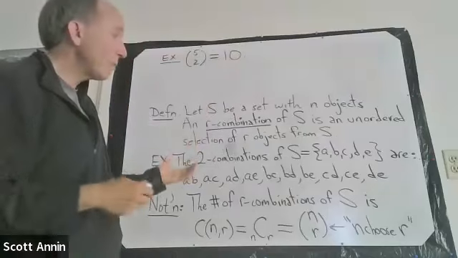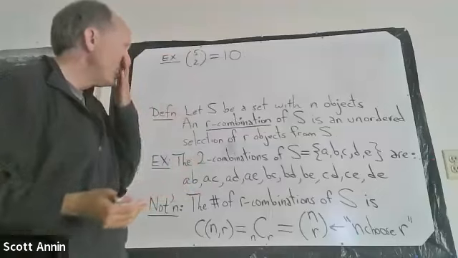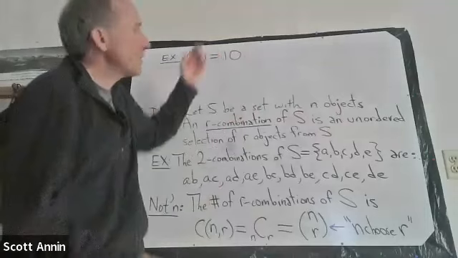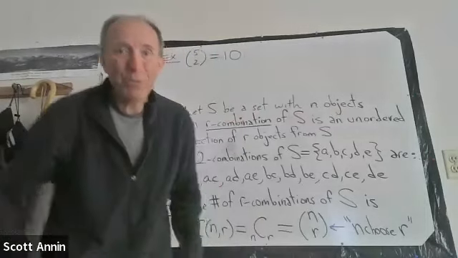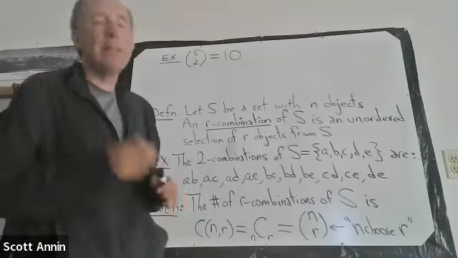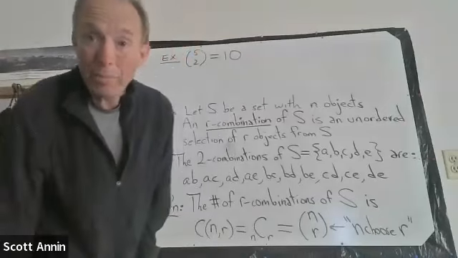By the way, because we're counting the number of ways of selecting some objects from a set, it always has to be a whole number. So combinations are never fractions. They're never anything other than a positive whole number.